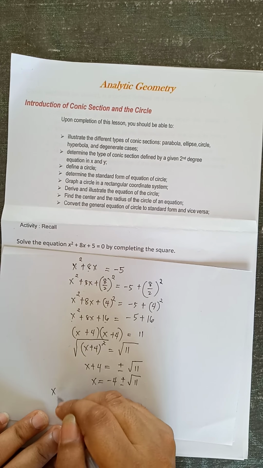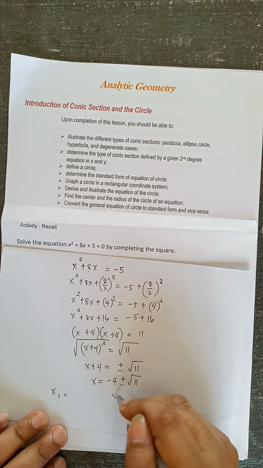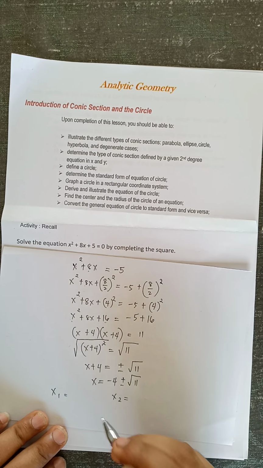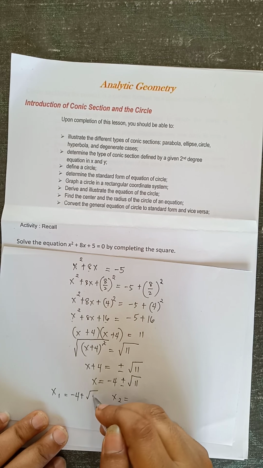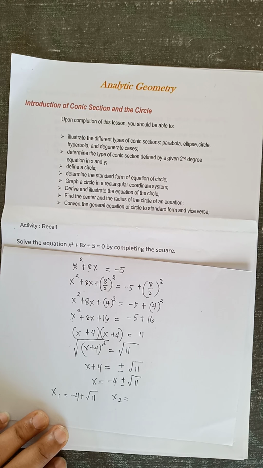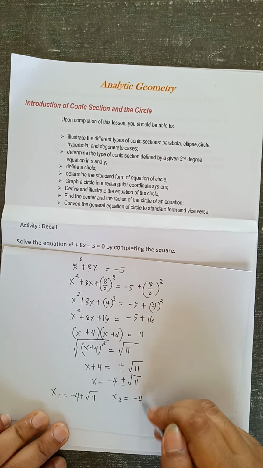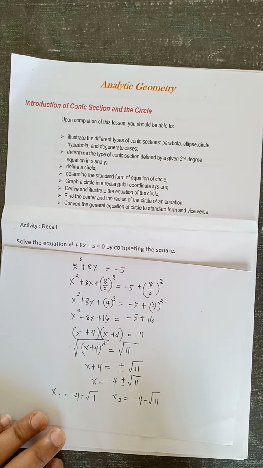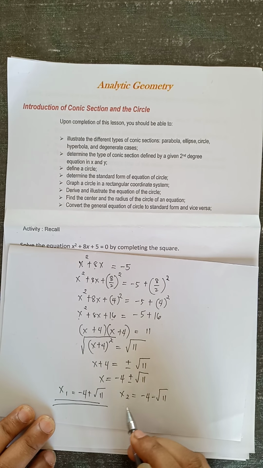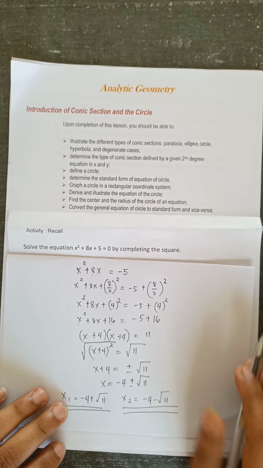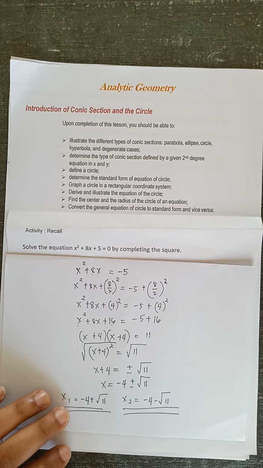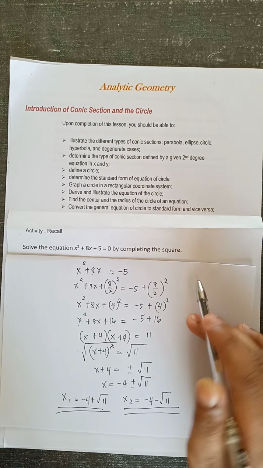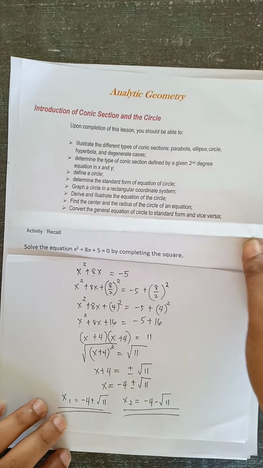So there are two roots, or two values of x, x sub 1 and x sub 2. So the first value is negative 4 plus the square root of 11 and negative 4 minus the square root of 11. So these are the values of x for the equation x squared plus 8x plus 5 equals 0 using completing the square. Okay, let us proceed.